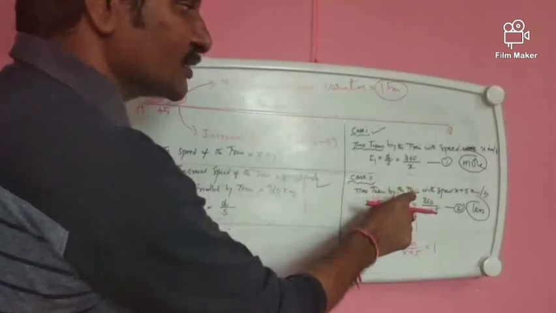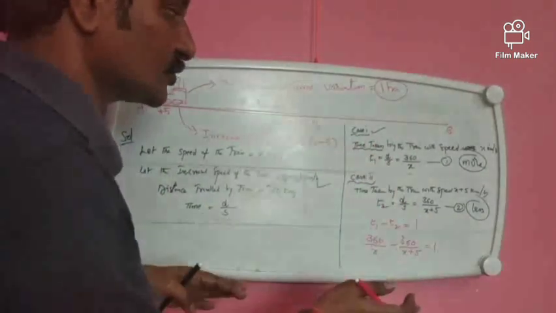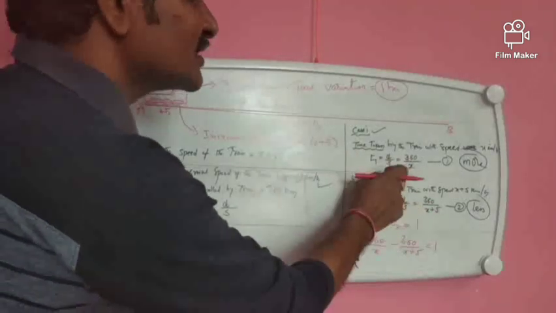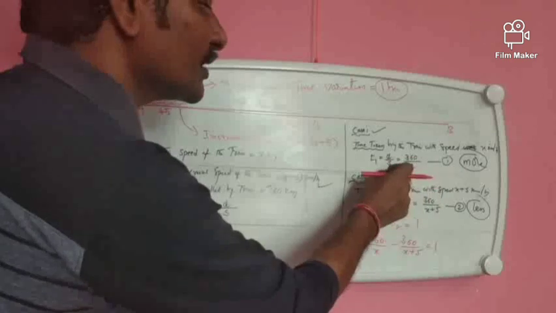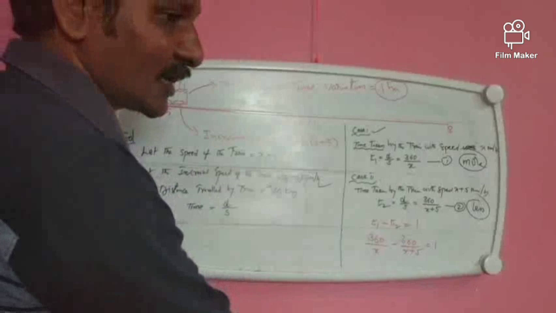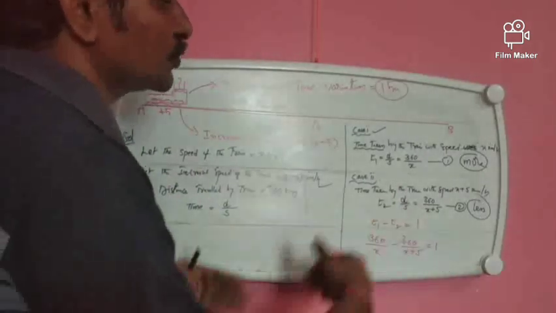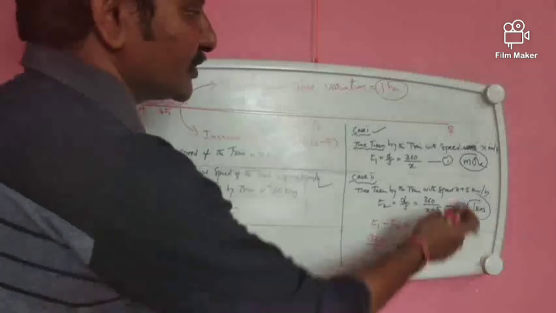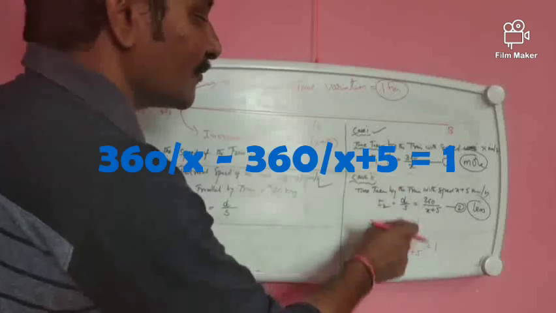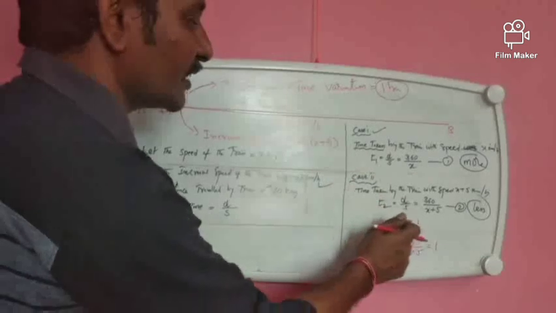In these two cases, which takes more time, case 1 or case 2? Case 1 only, because its speed is 5 kilometers less. Less speed means it will take more time to reach the destination, and more speed means it will take less time. So T1 is more than T2. The time variation is the big number minus the small number, that's why T1 minus T2 equals 1.